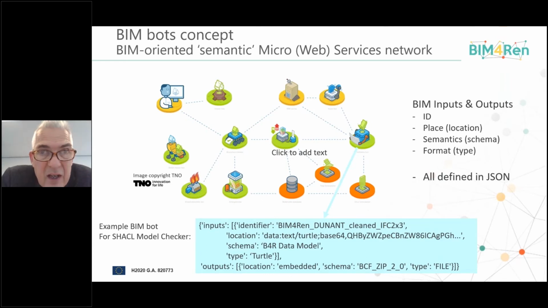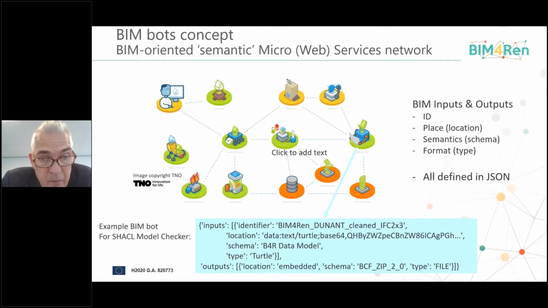You can see that as a kind of, we call it BIM-oriented semantic web service, a microservice, where we clearly specify in a semantic way also the inputs and the outputs of these services. As you see on the right, you can form networks of these BIM bots where the inputs and the outputs are described in standard ways, giving their ID, the location where they can be found and executed, what their semantics are, what schema or ontology is used to define them, and what the actual format, the serialization of the data, is. All this meta information on inputs and outputs is defined, of course, also in standard ways, in this case in a JSON way.